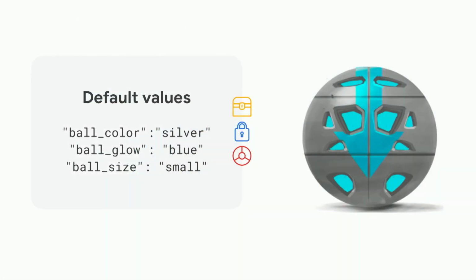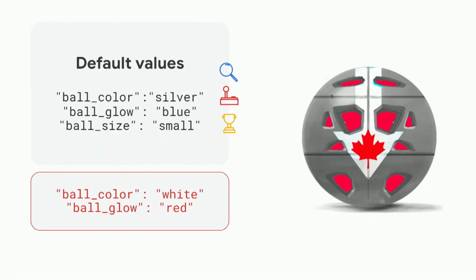So let's run through an example to get a better idea of what that means. Let's say you're building a game. Let's say it's a pinball game, and this is the color of your pinball, and these are the default values that your pinball has. Now, that's all good and fine, but let's say you want to do some special seasonal promotions. Let's say come Canada Day, you want to change the colors of that ball. So you want the ball color to be white, and you want the ball glow to be red, but only when it's Canada Day.